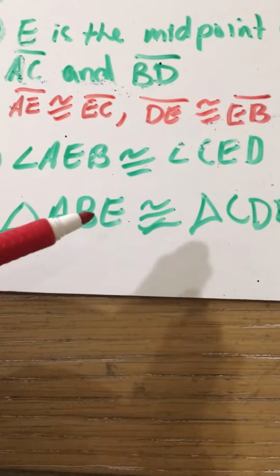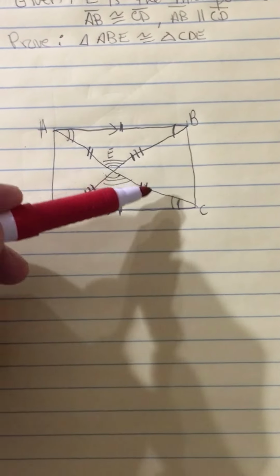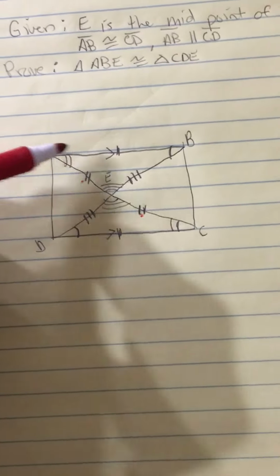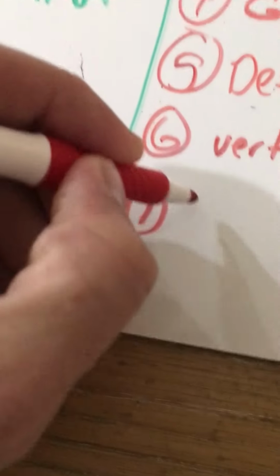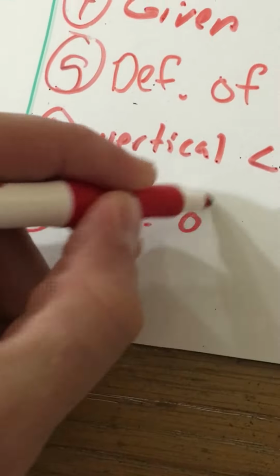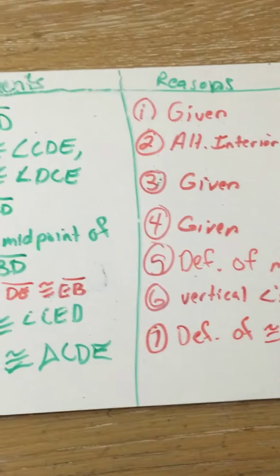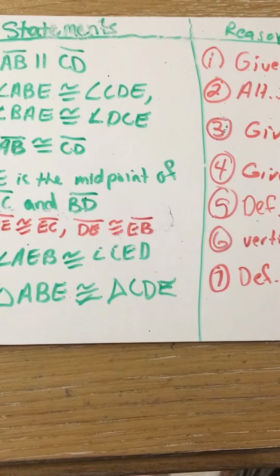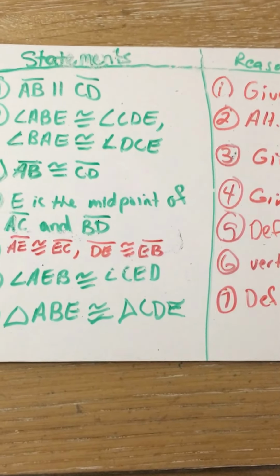And our last one, 7, says triangle ABE is congruent to CDE. And if you look at it, the angles are the same. This side's the same, this side's the same. These angles, and that side. I know that this is the definition of congruent triangles. All right, and we have successfully finished this two-column proof. Any questions? Go ahead and ask. Good luck on your next one.